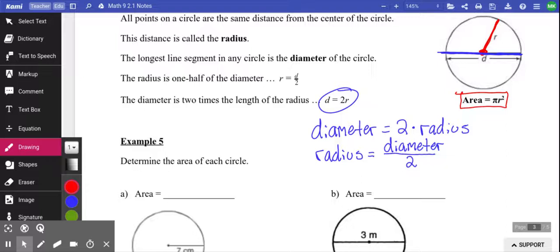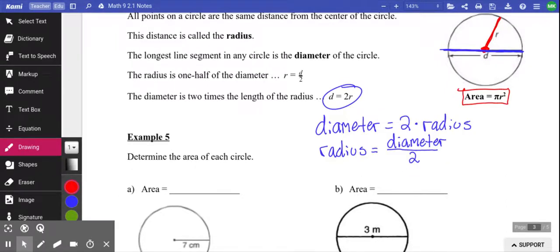If you're ever desperate and you can't find it, use 3.14. But realistically, you might be wrong by a decimal place because you're rounding, right? You're not using the correct number. So try to find the button pi on your calculator. If you can't find it, ask me for help.